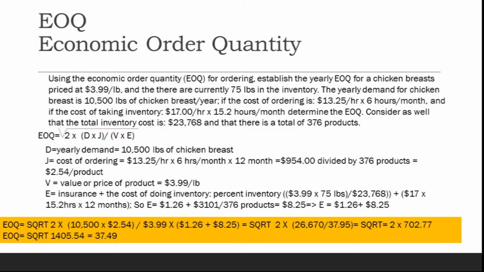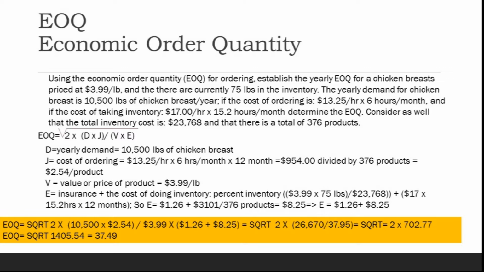So if you remember from Lab 5, the insurance is calculated as the percent inventory. So here we have the calculation for the inventory, $3.99 times 75 pounds, and we divide that by the total amount of inventory, which is 23,768. And then the cost of doing inventory, well, we basically use the $17 an hour times 15.2 hours times 12, to cover the year, divided by 376 products, I should say, sorry.